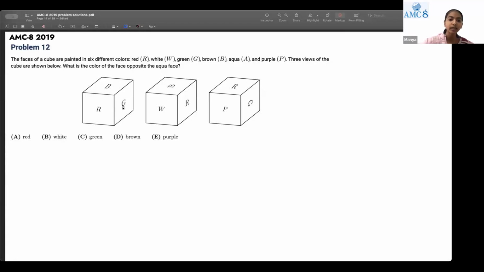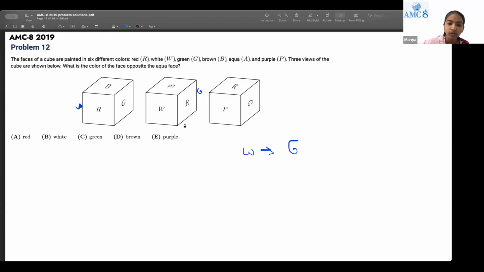Since when we rotate it, the green will go over here. So green is actually over there and W comes in here. And so when we do this rotation, W is over there. So the opposite side to W is green.